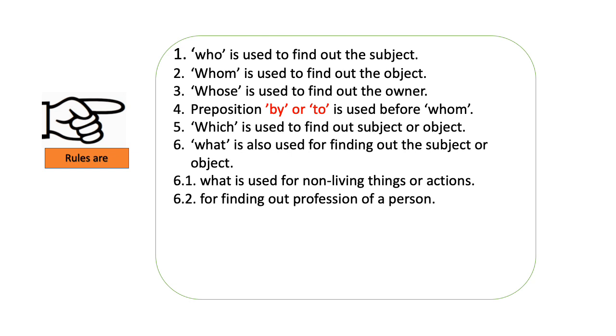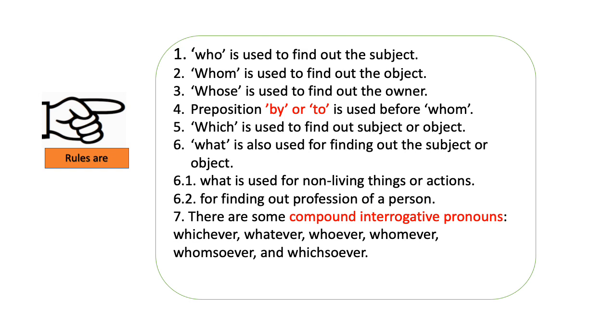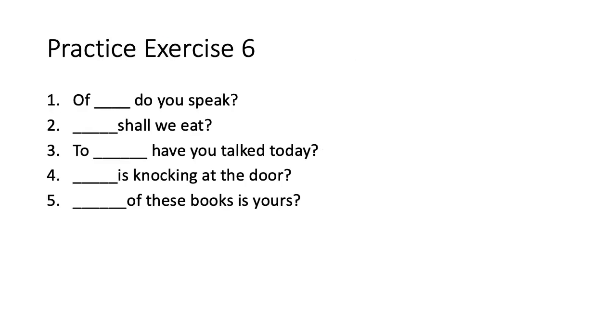This number 6 has also subpoints. What is used for non-living things or actions, as well as for finding out the profession of a person. There are some compound interrogative pronouns as well. Whichever, whatever, whoever, whomever, whomsoever, and whichsoever. Now do this practice exercise number 6.